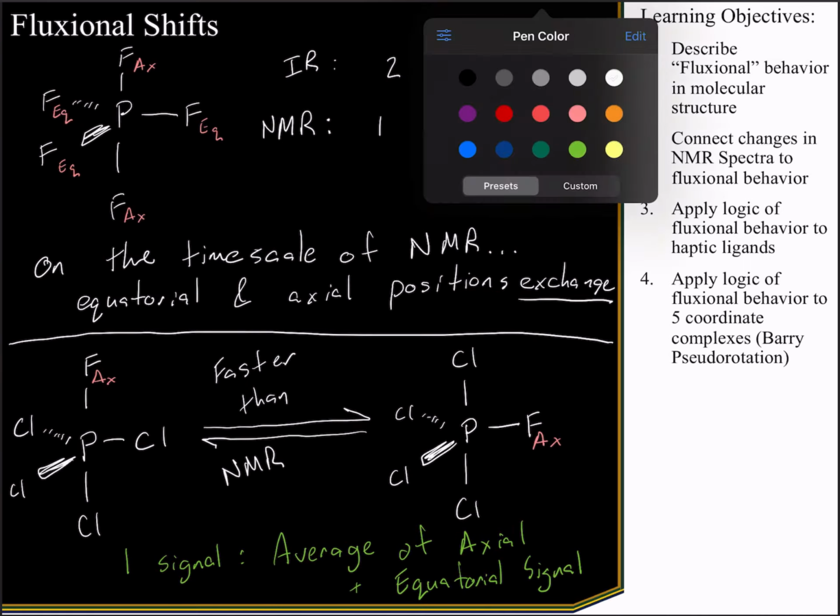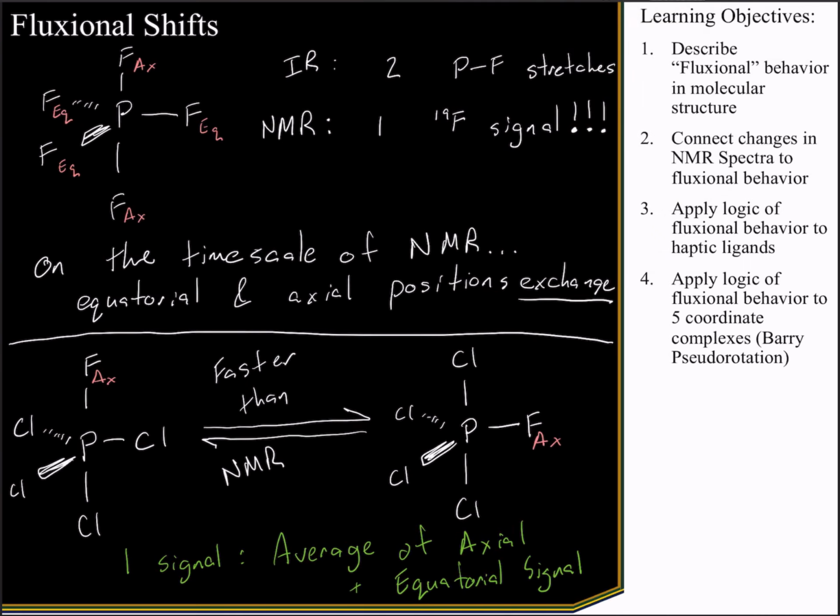So this process is called a Berry pseudo-rotation. And so we can see this over here in our learning goals. This is Berry pseudo-rotation. That's what's happening here for this 5-coordinate complex. Now in class, we're going to do a little bit more practice here of seeing these Berry pseudo-rotations.